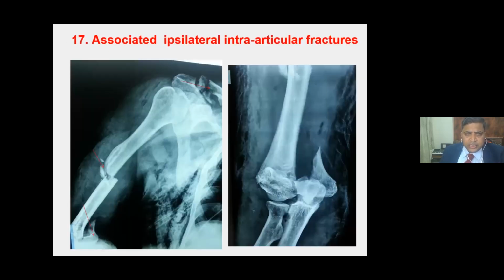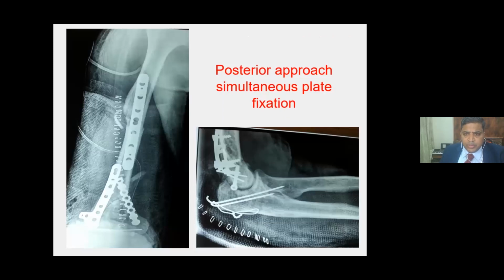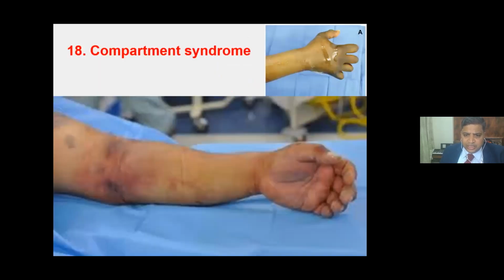Here is a further case example of an associated fracture of the shaft of the humerus, with an ipsilateral intra-articular fracture either of the elbow or the proximal humerus. Here you can see a supracondylar humeral fracture along with a shaft of the humerus fracture. Again, a posterior approach combining olecranon osteotomy along with posterior plate fixation of the shaft of the humerus, along with dual plate fixation for the supracondylar humerus, was done in this patient. So you need to consider these fractures individually so as to fix them simultaneously.